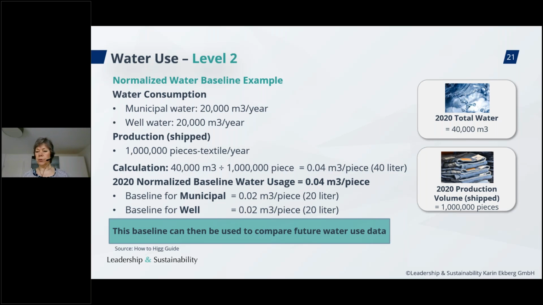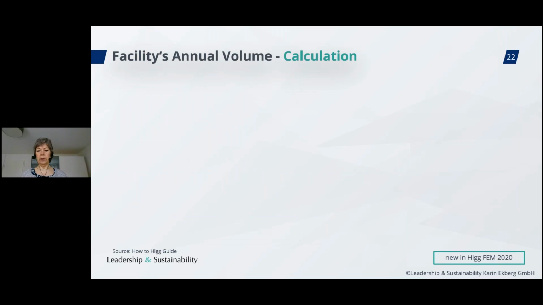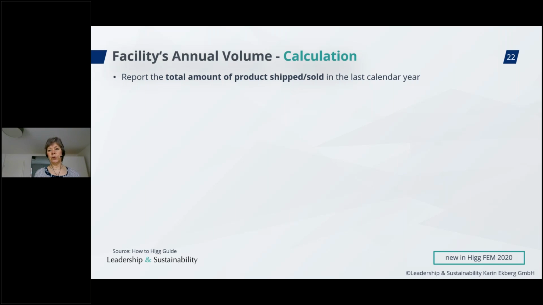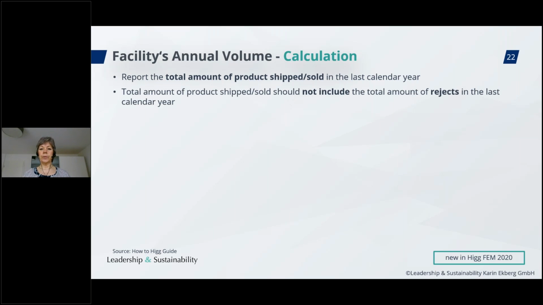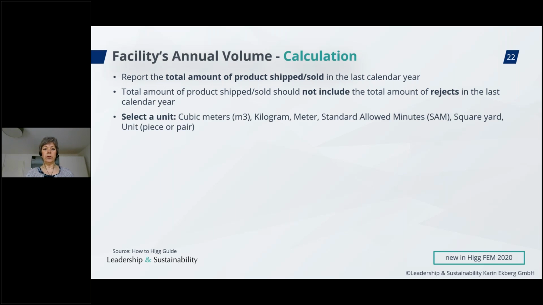And now I want also to give an example again that we actually showed in the first webinar, and this is about the annual volume and the standard allowed minutes. So you should report the total amount of product shipped or sold in the last calendar year. And that amount should not include the total amount of rejects in the last calendar year. And you can select a unit: cubic meter, kilogram, meter, or standard allowed minutes, square yard, etc. Any unit that is applicable to your production.